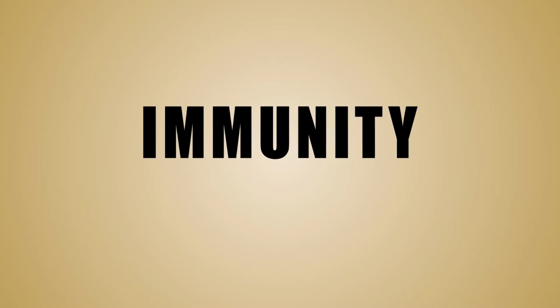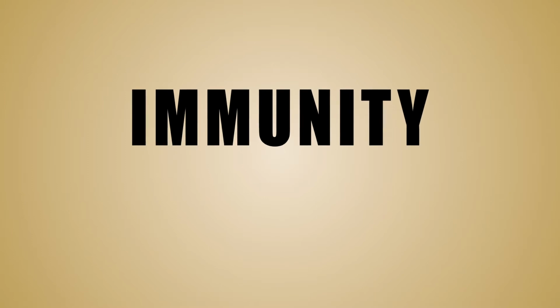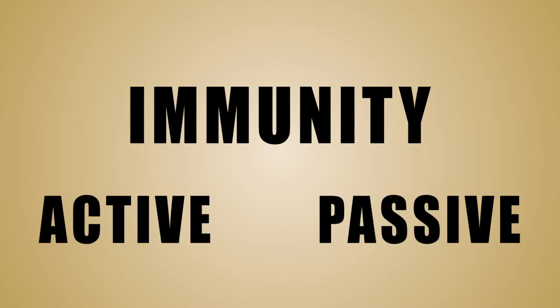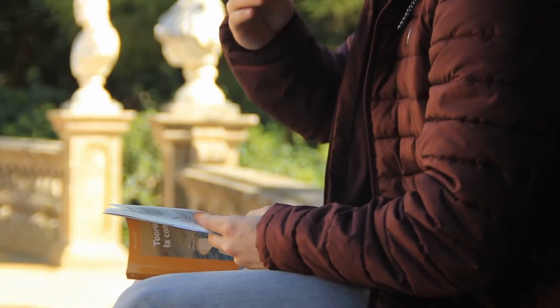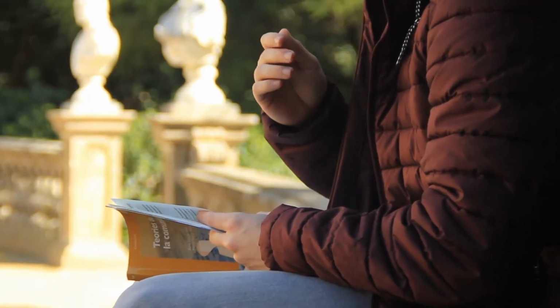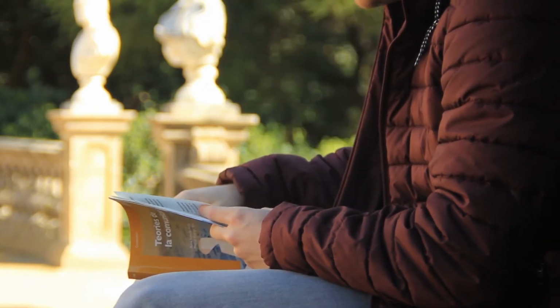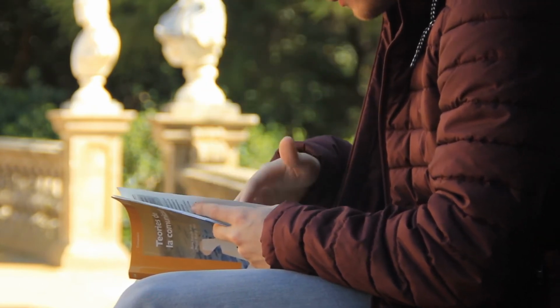If you are protected from a virus because your body has the resources to fight that virus, you have immunity. There are two kinds of immunity, active and passive. Active immunity is when a host creates their own soldiers to fight a specific virus. This happens after a host is infected by the virus or gets a vaccine.